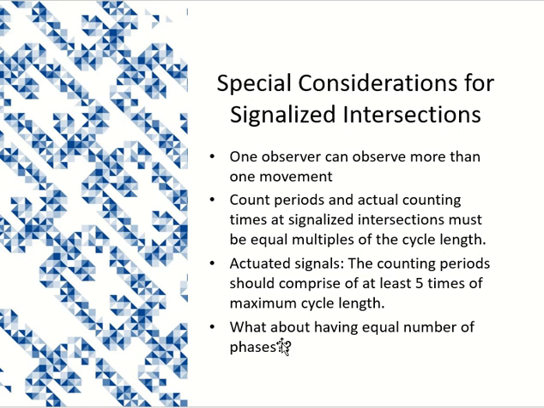So for example, the cycle length is 2 minutes, you count for 15 minutes. It's not a multiple of 2. So what will happen? In 14 minutes, you will have 7 cycles. That means 7 times each movement had the green. In the last minute, some movements will have the green, the others will not have green at all. So in that last minute, you may see more volume from a particular side because it had the green, and your data shows it has more volume, not because the actual volume is more, but maybe because it had more chance.